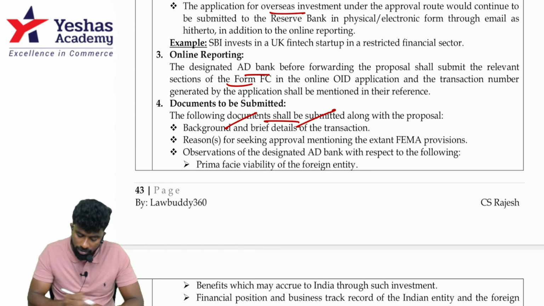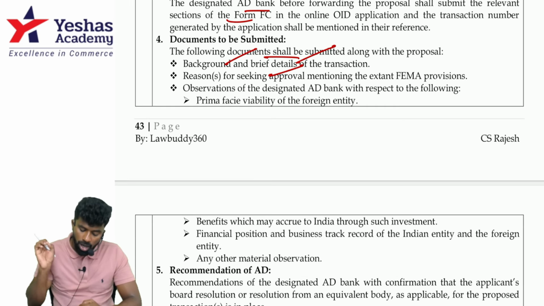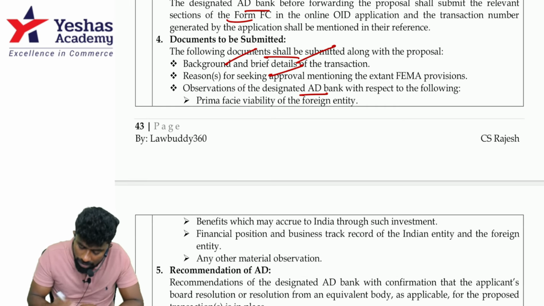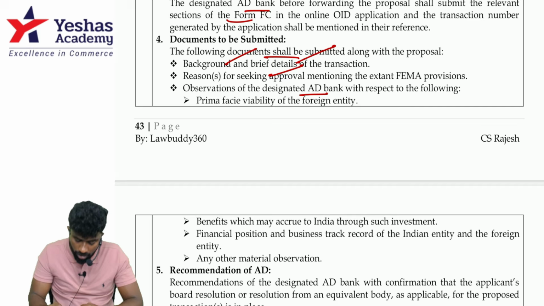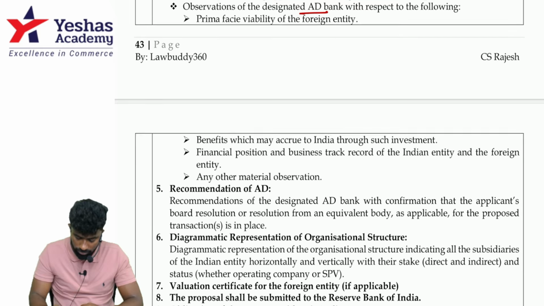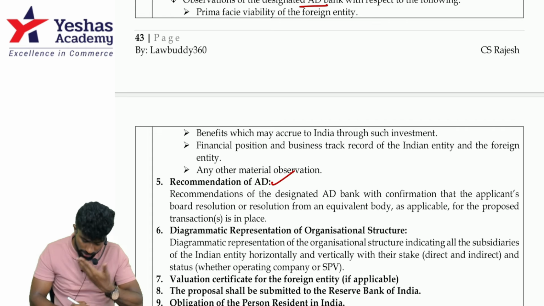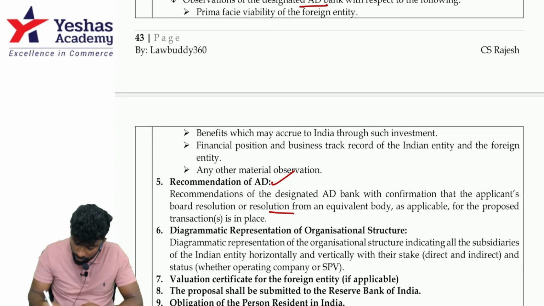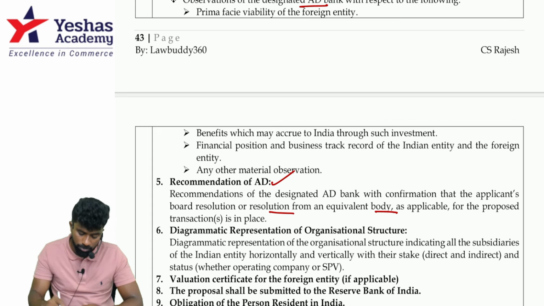Background, details of transaction, reasons for seeking the approval, mentioning the extent of FEMA provision, observations of the designated AD with respect to the proposed investment. Next one, recommendation of who? Recommendation of the AD bank with the confirmation that the applicant's board resolution or resolution from an equivalent body, as applicable, for the proposed transaction is in place.